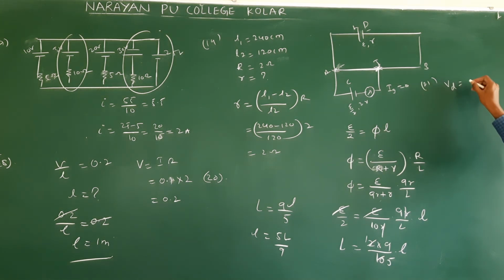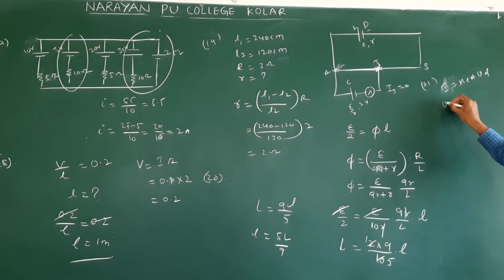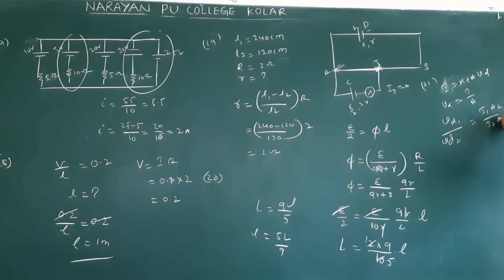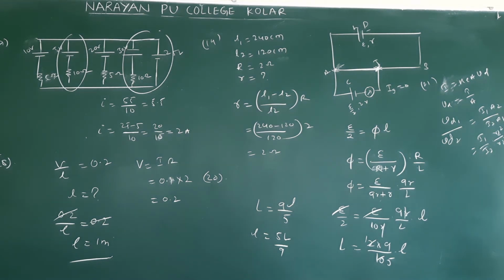VD is equal to, what is the I equation? I is equal to NEA VD. They are asking VD. So the VD relation is I by A. The remaining terms are constant, right? So VD1 by VD2, how do you write it? I1 A2 by I2 A1. This we can write as I1 by I2 into R2 square by R1 square. You will get the answer.